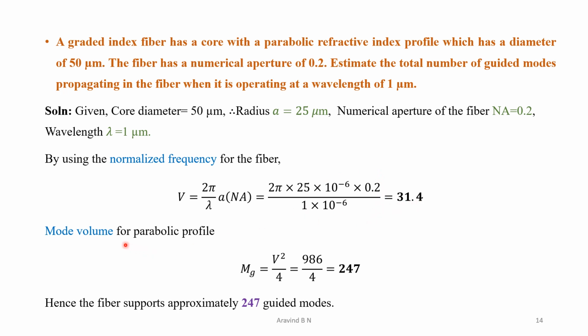Now getting into the mode volume calculation. That is the required concept. Mode volume we need to calculate. For a graded index fiber, it is given by Mg is equal to V square divided by 4. We just now calculated V, so we can identify V square. It is 986, and then divide it by 4. We get 247. Therefore, we have calculated the mode volume. Hence, the fiber supports approximately 247 guided modes.